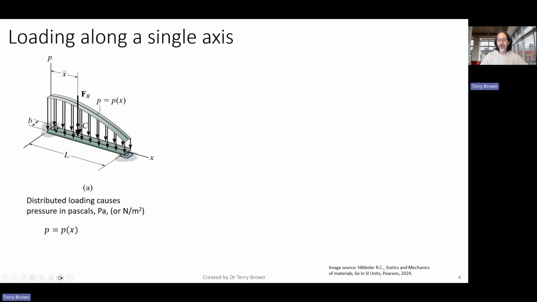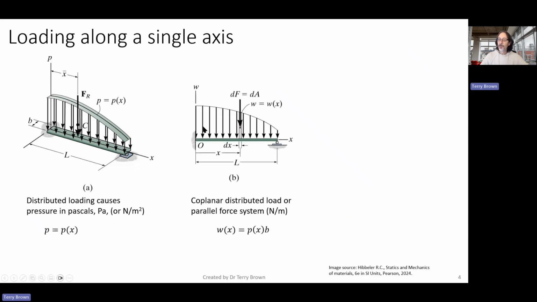If we have pressure over a surface caused by, for example, grains in the back of a truck, that would have a pressure on the structure, on the walls and the floor of the bin. If we take the special case where, in this direction, normal to this plane here, so across the width of the beam in this case, the pressure is uniform, then we can simplify that to just be a coplanar distributed load.